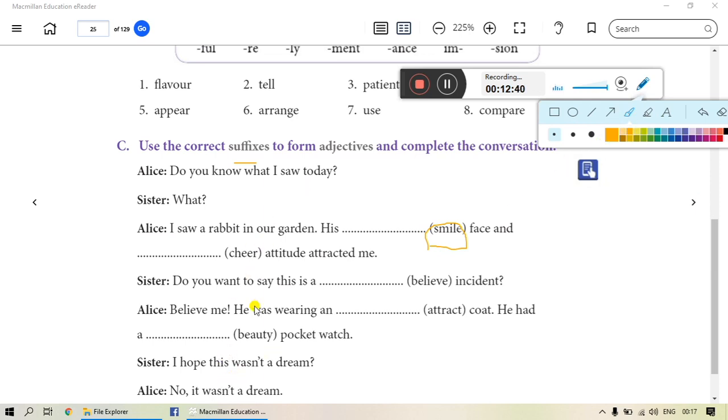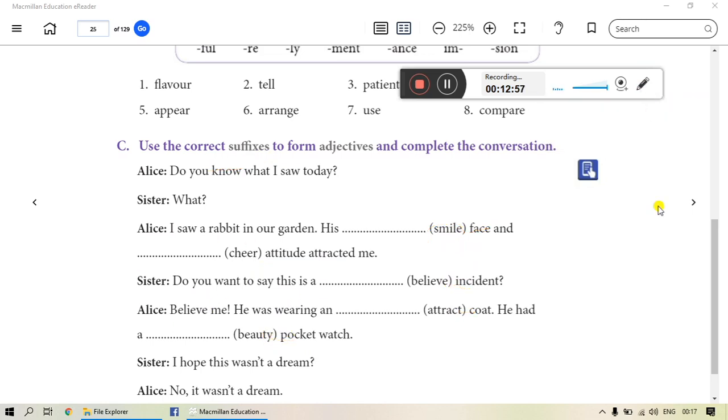Add the suffix always at the ending, because in the question it's clearly mentioned that you have to use a suffix, not a prefix, only a suffix. So add it at the ending. You'll add something here. Like this you will complete this C part also. Let's see what's on the next page.